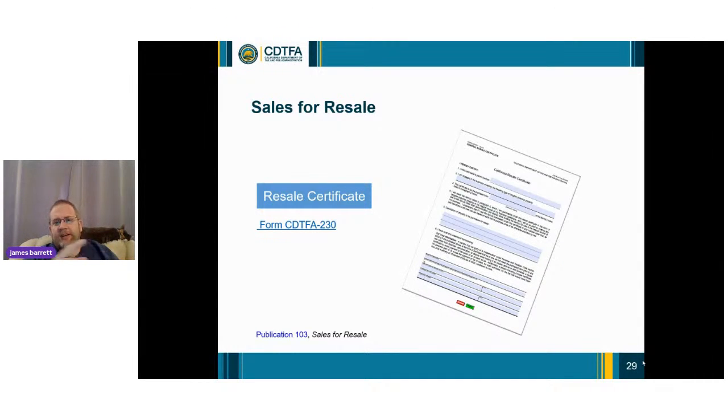But another thing to bring up, right? It says description of property. That's something you want to keep sort of vague, right? Like my dressmaker example, she wouldn't put 4 bolts of red cloth, 4 bolts of blue cloth. She would just say cloth for resale, okay? That way, your vendor can take the resale certificate, keep it on file, and you don't have to give them a resale certificate every time you buy from them, okay?